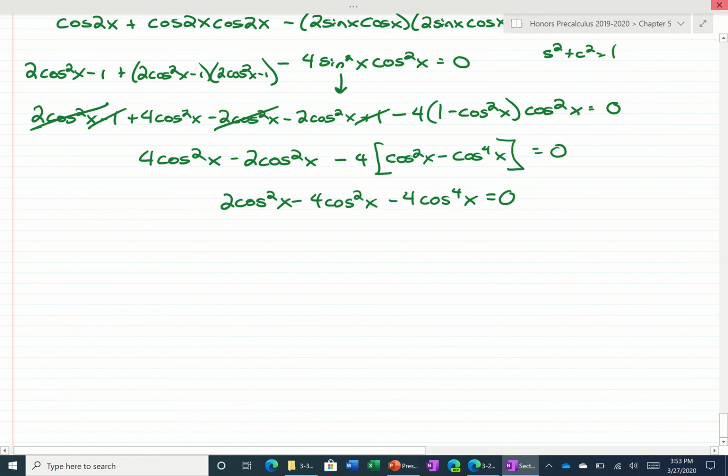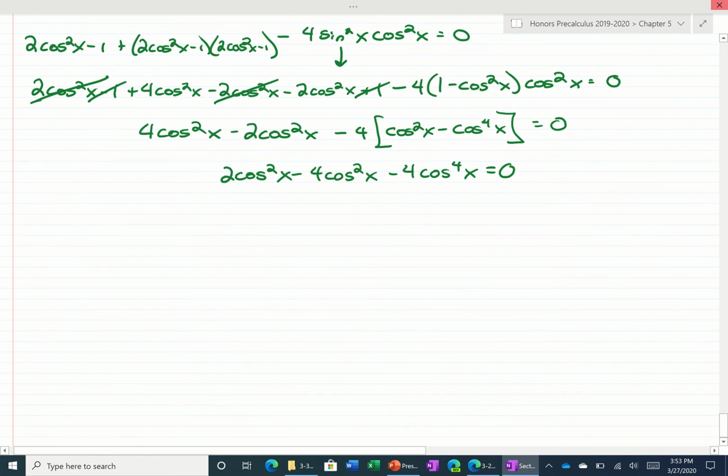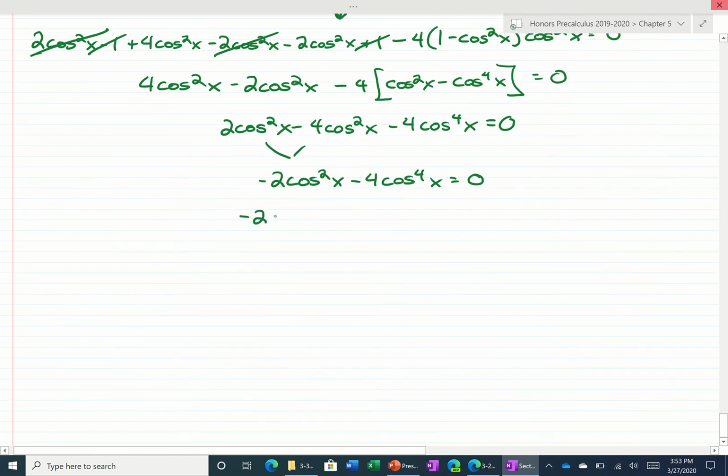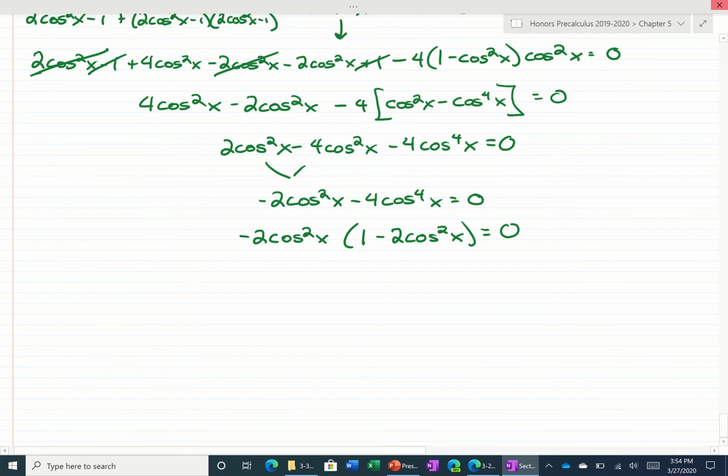All right. So I can combine these. Negative 2 cosine squared of x minus 4 cosine to the 4th of x equals 0. We could divide out by negative 2 cosine squared of x, and we're left with 1 minus 2 cosine squared of x is equal to 0. Ay, ay, ay. All right, so let's see what happens here.